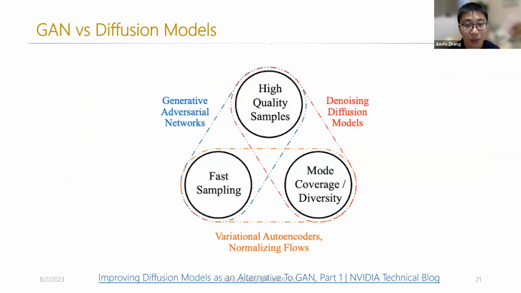So that's all about diffusion models. Now let's compare GAN and diffusion models. In order to achieve wide adoption in real-world applications, generative models must meet three key requirements. The first requirement is high-quality sampling. Many applications, particularly those involving user interactions, demand high-quality generation.